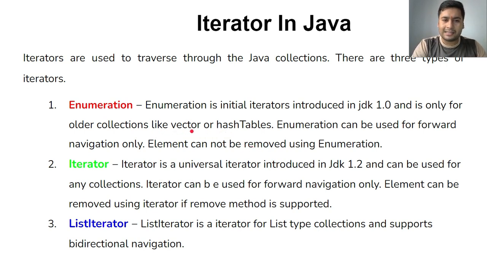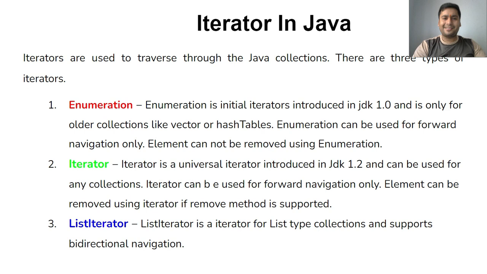Vector is a collection, but Hashtable is a map, where we can store values as key-value pairs. We can discuss this later, but now we are going to discuss how we can use enumeration with a Vector. Enumeration can be used for forward navigation. Forward navigation means we start from the top and go down one by one. Elements cannot be removed using enumeration. So while using enumeration, we can't remove objects from the collection, which is a Vector.